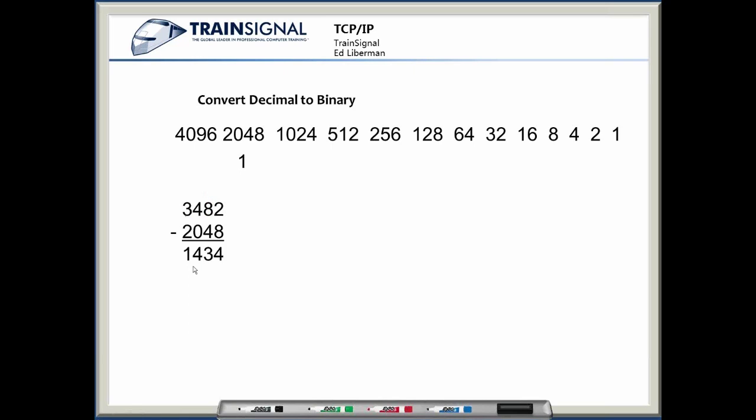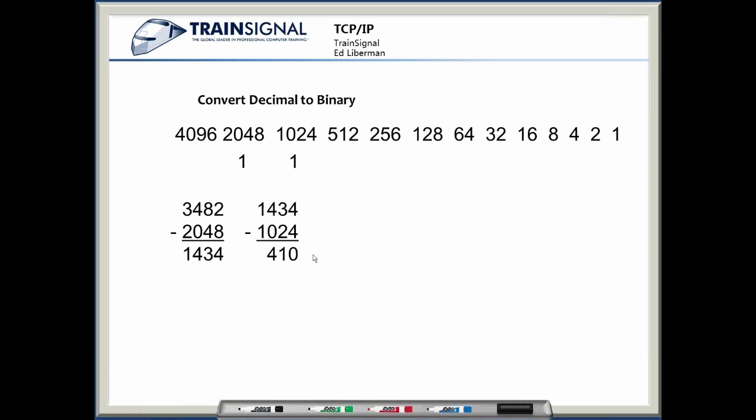What we now want to do is look for the highest column value that goes into 1,434 without going over. And of course, that's going to be 1,024. Put a 1 under there, and then subtract it. And we're left with 410.